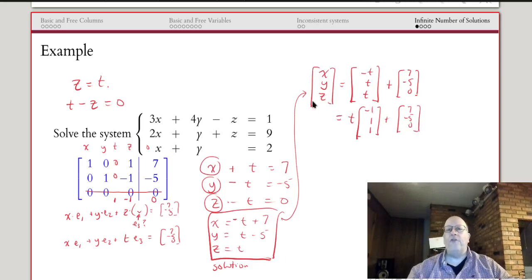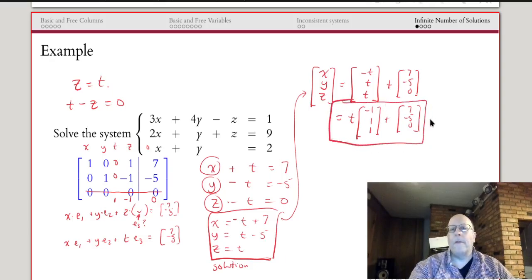And this solution is called, let's try that again, parametric vector form. These are just two different ways of writing the solution.